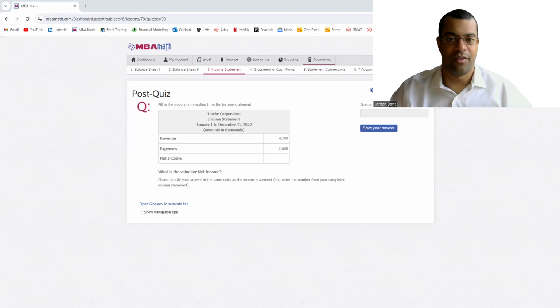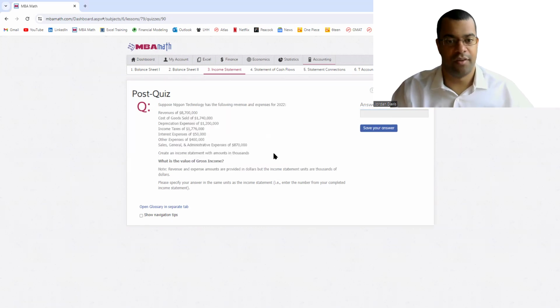So our first step is looking at this question: what is net income? So you have revenue and expenses. Immediately, net income is going to be 4.7 subtracted from 2.6, and you're going to get 2.1. So we're going to go ahead and put that here in the answer, and make sure the units are correct.